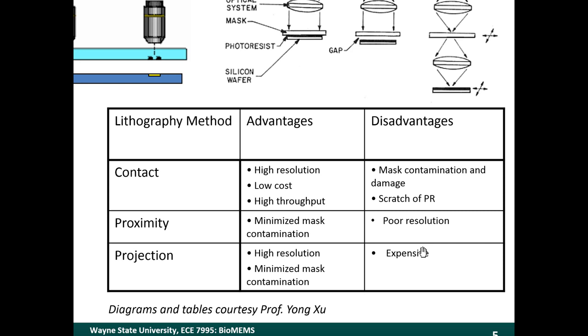and you can get relatively high throughputs, but the disadvantage is that since the mask is in contact with the photoresist, the mask can become contaminated, and sometimes the photoresist can be scratched, again just because of the mechanical contact. In proximity mode, you minimize the mask contamination, but you lose resolution.